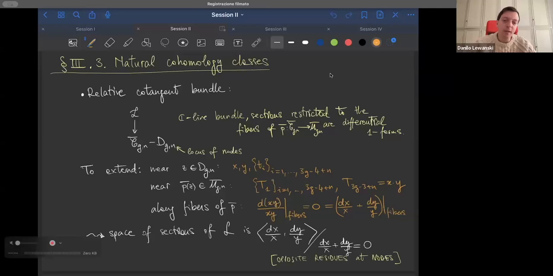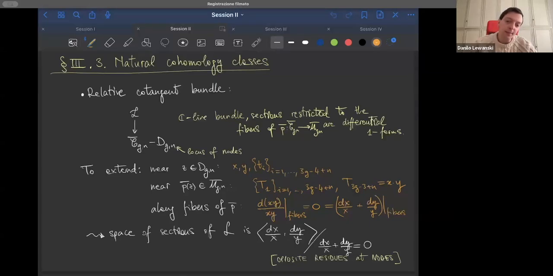You can take this relative cotangent bundle. So it's just a complex line bundle on the universal curve, C_{g,n} bar. And now you're removing the nodes. And the sections, what are the sections of this cotangent bundle? The sections restricted to the fibers of the projection of the universal curve over M_{g,n} bar are just differential one forms. And with differential one forms, everything is easy because if we want to take the first Chern class, we saw that it's just the locus of zeros minus the locus of poles. So it's the divisor of zeros minus poles with the multiplicity.